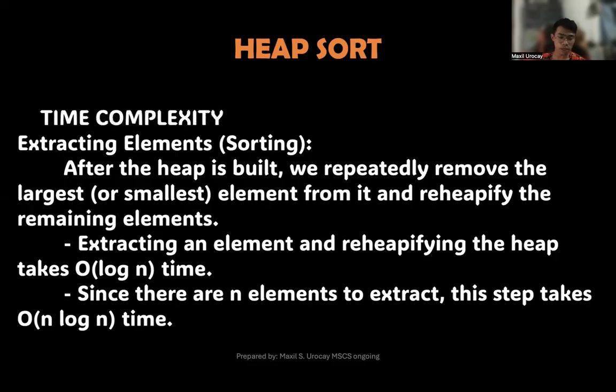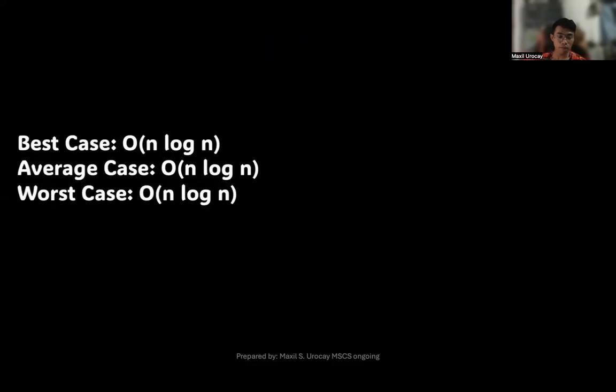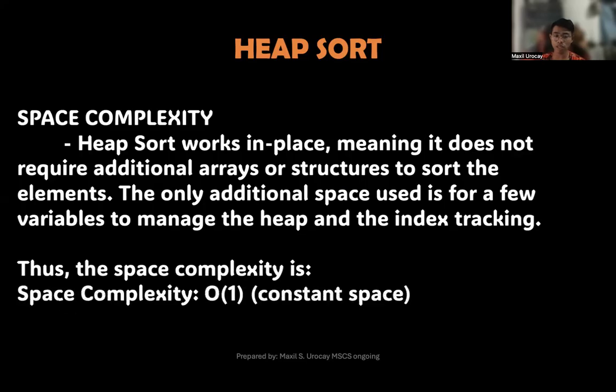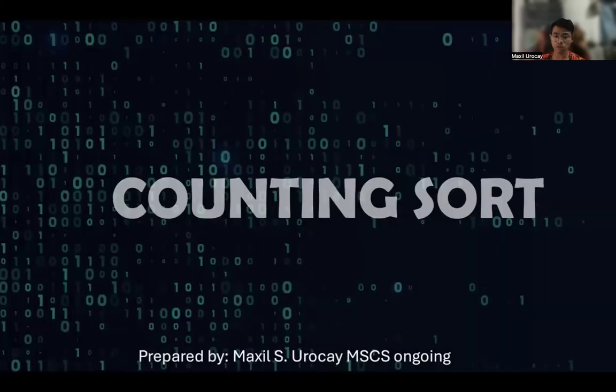Therefore, we can conclude that the best case, average and worst case will be having the same time of n log n for the time complexity. For the space complexity, heap sort works in place, meaning it does not require additional arrays or structures to sort the elements. The only additional space used is for a few variables to manage the heap and the index tracking. Therefore, the space complexity here will be constant.